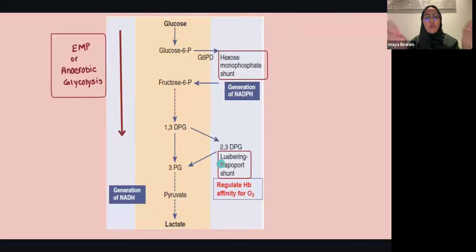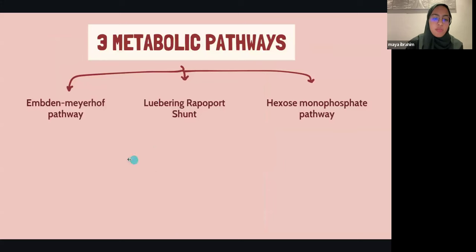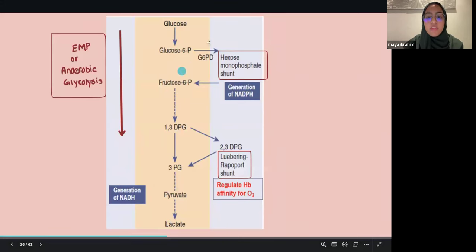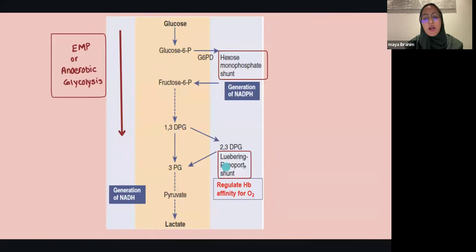Let's look at an overview of all the pathways together. This is the main one, the EMP pathway, or the anaerobic glycolysis. It's the first one that we talked about, the Embden-Meyerhof pathway, and it's the main one that produces energy. And we also have the hexose monophosphate pathway and the Luebering-Rapoport shunt. As you can see, all these pathways are integrated, and you'll see what I mean in a second when we come back to this.